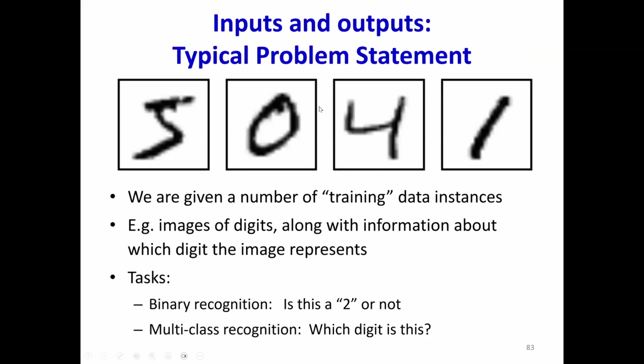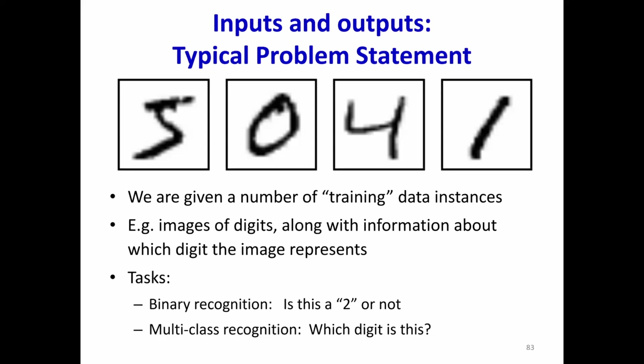And so, when I'm training, a typical problem statement is that you'd be given a number of training data instances, e.g. images of digits, and information about which digit the image represents. If you're performing binary classification, you're just going to have, along with each training instance, whether this is the digit 2 or not. And that would be your training data. If you're performing multi-class classification, you're going to say that the first digit is the number 5, the second one is the number 0, and so on.